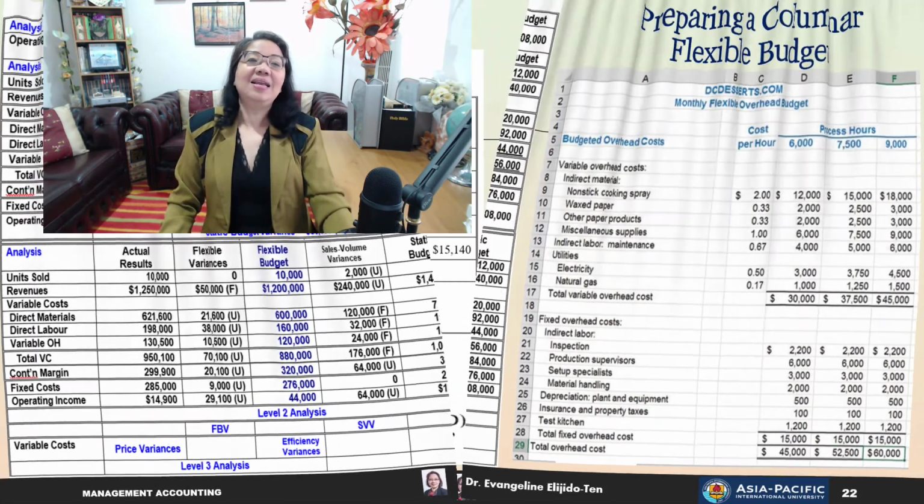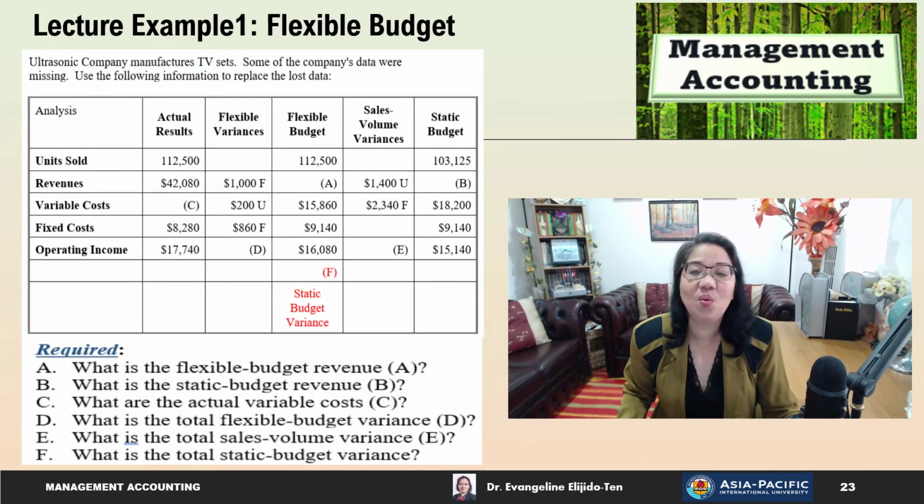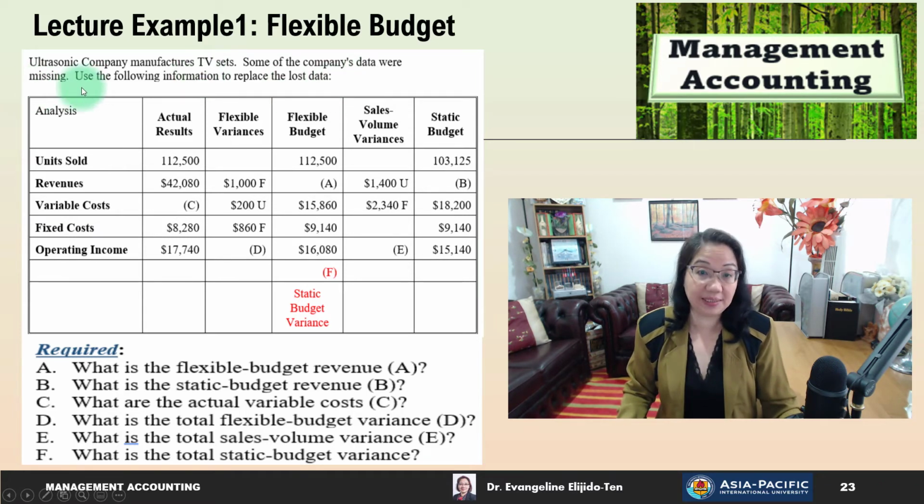All right, now we can apply what we have learned for flexible budgeting in this illustrative example. First, let's look at Ultrasonic Company, which is a manufacturer of TV sets. Some of the company's data were missing according to this, and we are asked to use the following information to replace the lost data. So let us fill in the blanks. The first requirement is to calculate the flexible budget revenue. So how do we calculate that?